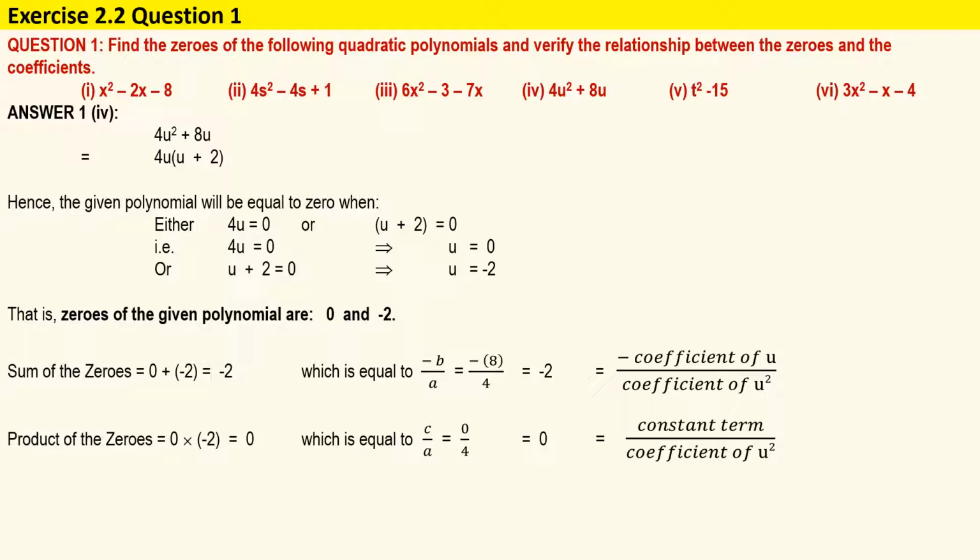Now let's go to answer 1 part 4. We are given 4u² + 8u, which is equal to 4u(u + 2), which implies that either u = −2 or u = 0.